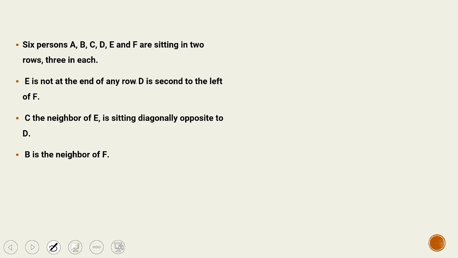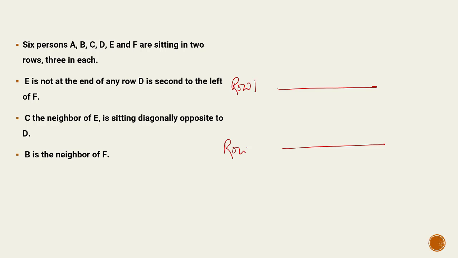So let's begin with this question. In this question, we have been given 6 persons A, B, C, D, E and F sitting in 2 rows, 3 in each. Okay, so let's have 2 rows, 3 people in each row. Let me call this row 1 and this row 2. E is not at the end of any row. So E should definitely be in the middle of any row. So I am putting E in the middle of row 2.